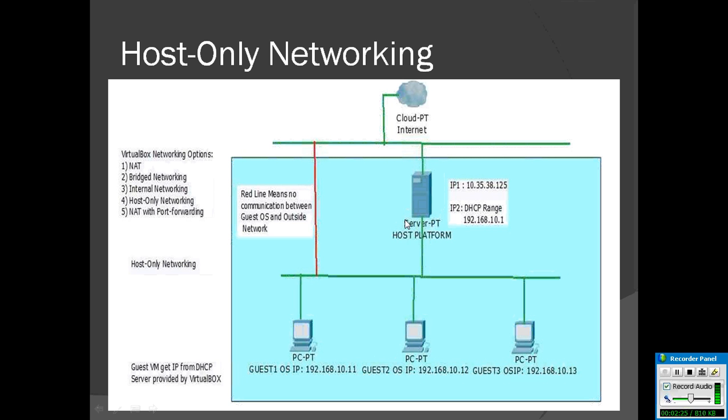The next mode is host only networking mode. In host only networking mode, your guest OSs can communicate with each other. Also, the guest OS gets an IP address from the DHCP server hosted on VirtualBox, and your guest OS can communicate with your host platform but cannot communicate with the outer network. That's why I have shown a red line here. The red line indicates your guest OS cannot communicate with the outer network. It can only communicate with the host OS.